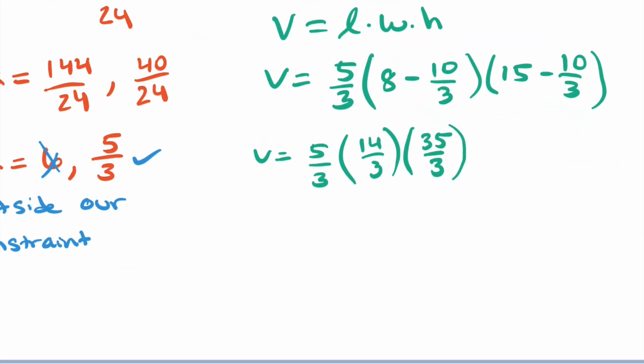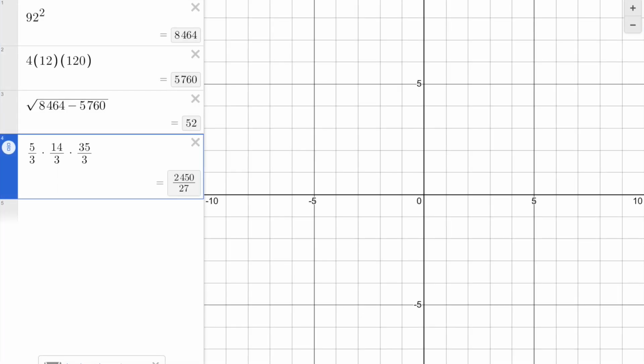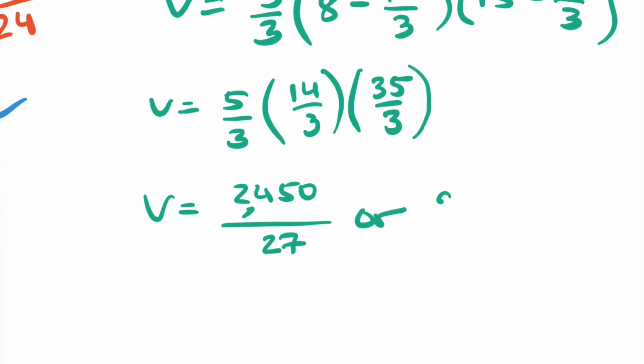2450 over 27, which in a real world example, the approximate is probably a better result here, 90.74, whoops, 90.74 inches cubed.